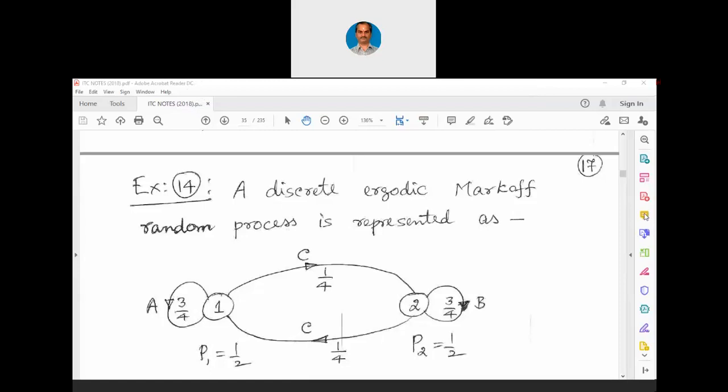Ergodic, Markov random process. Now let me discuss this exercise only in the next class, because time is up now. In the next class I will slightly repeat this definition, then let us try to solve this exercise.